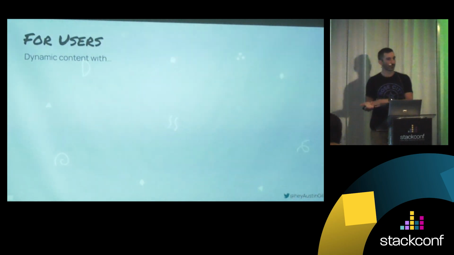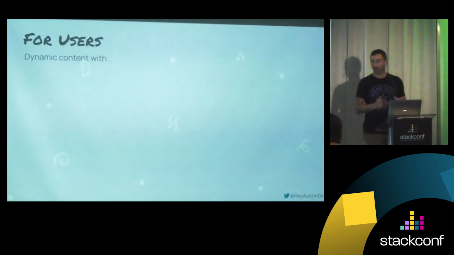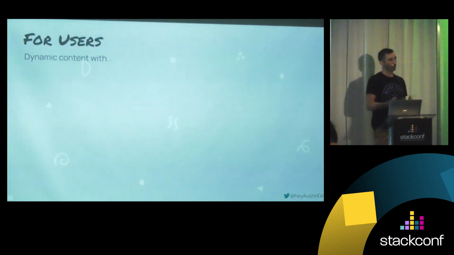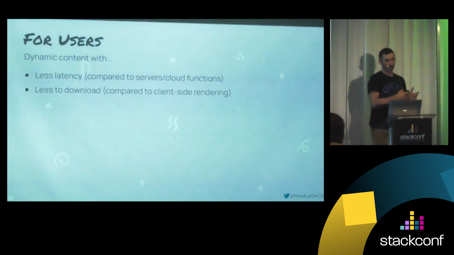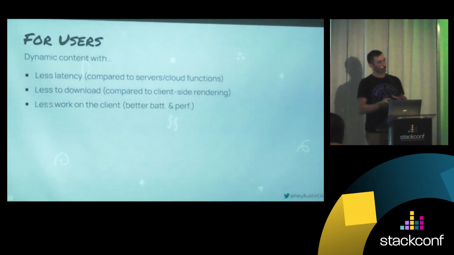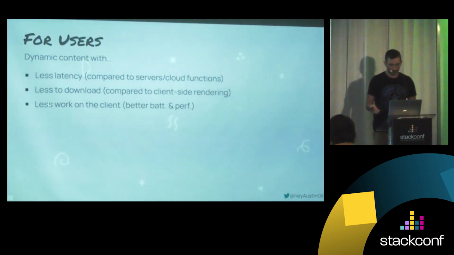So for users, this is a good thing. Edge compute is great because they now have access, once again, to that dynamic content, which is more interesting than static. But they also get that with less latency because if you compare it to a traditional server or a cloud function, they don't have to wait for it to travel theoretically around the world and then back. They also have less that they have to download onto their device when you compare it to something like client-side rendering. And they have less work to do on their device, which can be better for their battery life, the performance of other software running on their device, and once again, they can continue using Candy Crush.